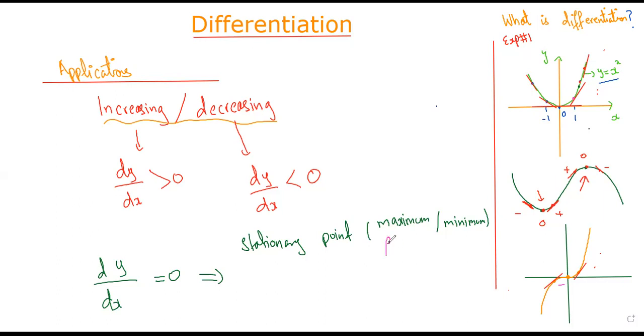So I'll quickly write it down. Double derivative would be less than 0 for maximum, and double derivative would be greater than 0 for minimum. And for the point of inflection, double derivative is going to be 0. That is it. And you have 3 examples. This is the point of inflection. This point is the minimum point, and that point is the maximum point. That is it. Okay. So this is how we use differentiation in different things.